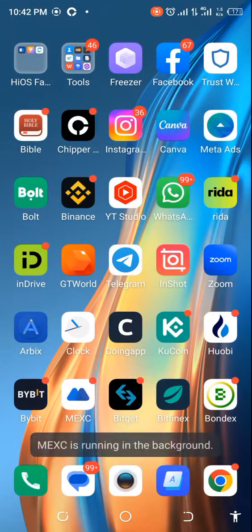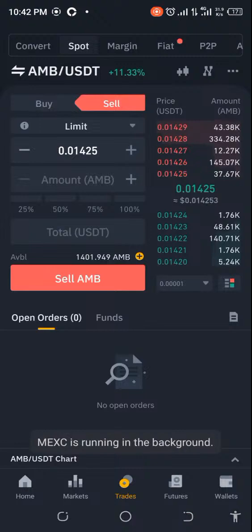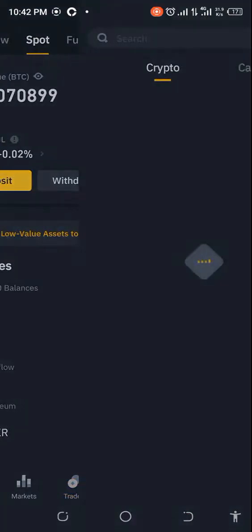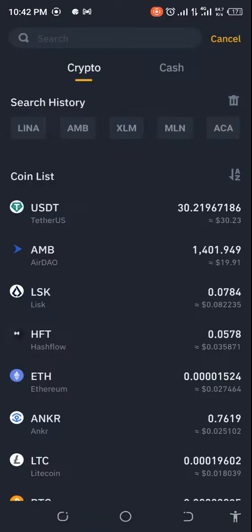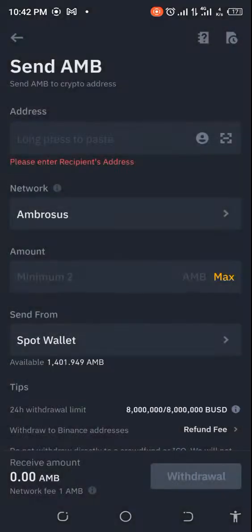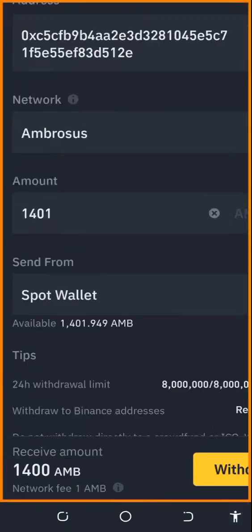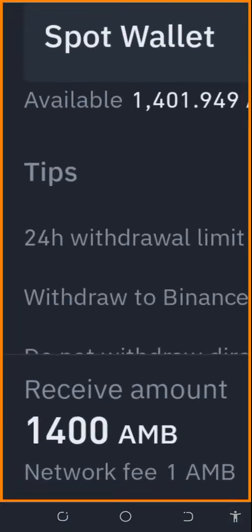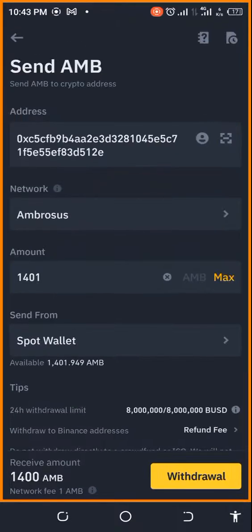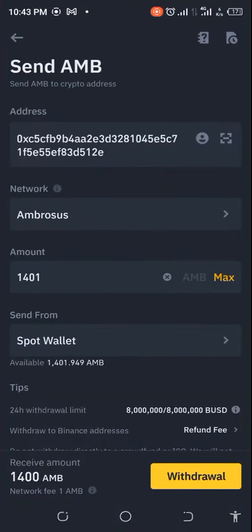Good. So we're going over and then we're going to withdraw. We have to do all these things really quickly because you don't want anything to go down. So we're selecting that, and we're going to put the address in there. And Ambrosus, as you can see, is the same thing. We're going to put max, and then we'll see how much it's going to take. It's taking 1 AMB, so that's fine. We're going to get 1400 AMB.